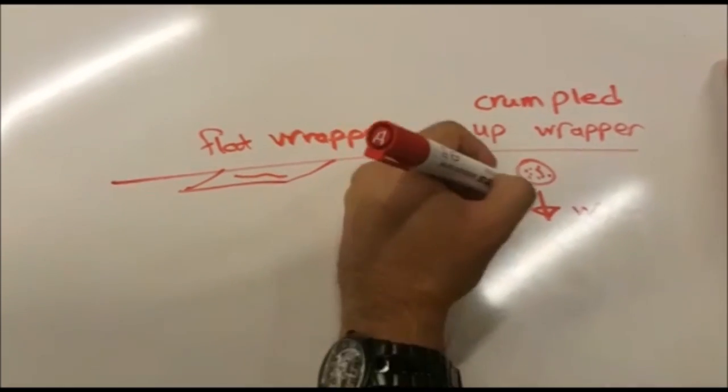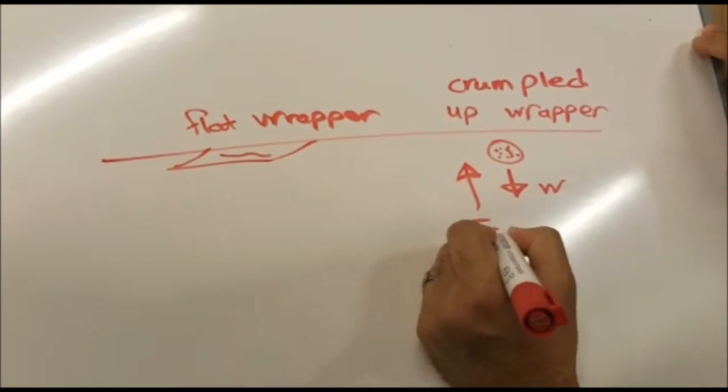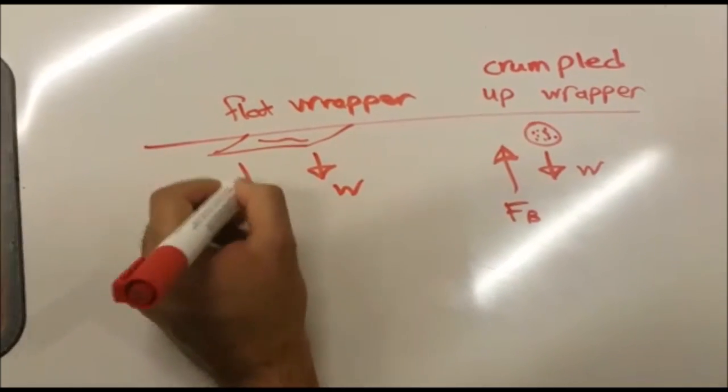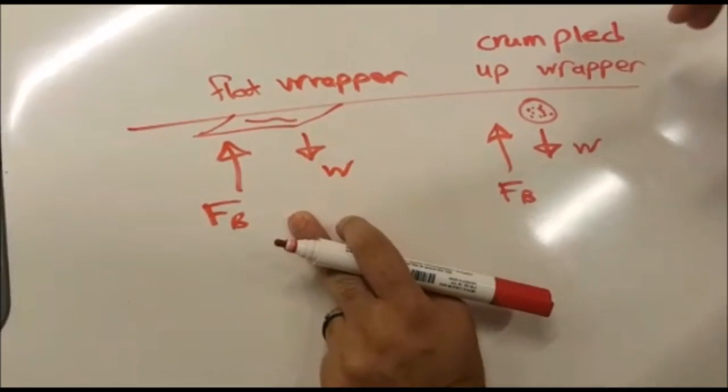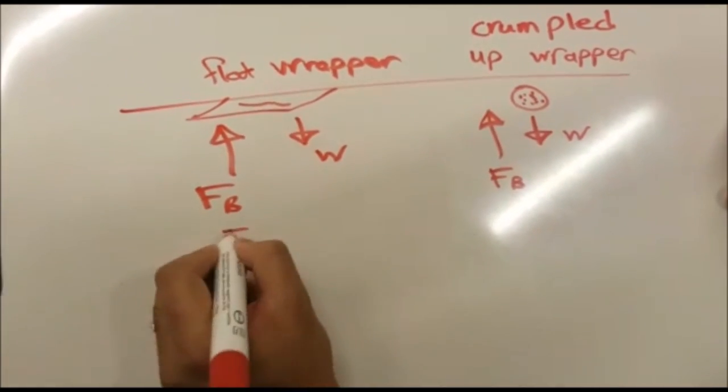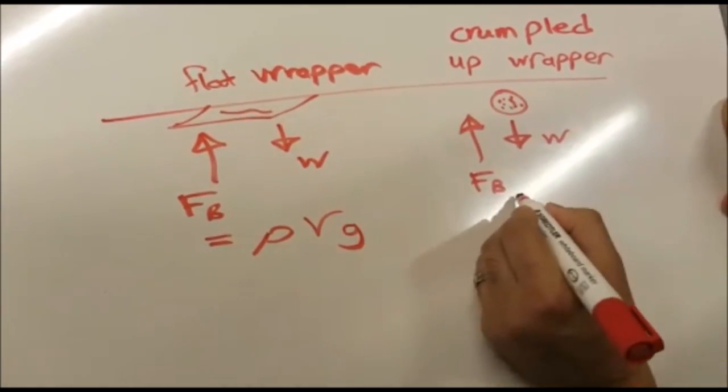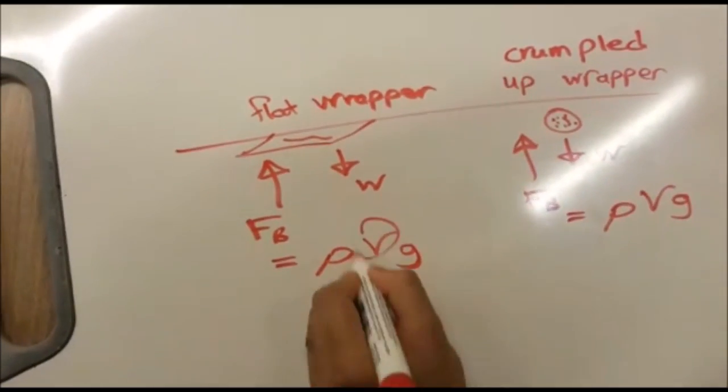Recall that buoyant force is the product of density of the fluid, gravitational pull, and the volume of fluid displaced. The volume of fluid displaced by the flat wrapper will be large enough to withstand the weight pulling it down, thus creating an equilibrium scenario where less than 50% of it is submerged.